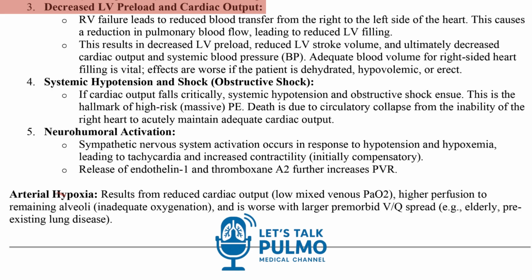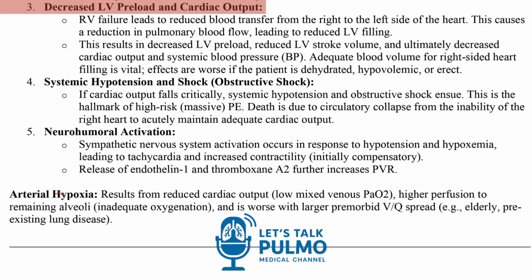And when cardiac output falls, systemic blood pressure goes down. In severe cases, what we call high-risk or massive PE, this can spiral into systemic hypotension and obstructive shock. That's a life-threatening state where the body's organs aren't getting enough oxygen because the circulation is failing due to the obstruction. Are there other body systems kicking in that worsen things?